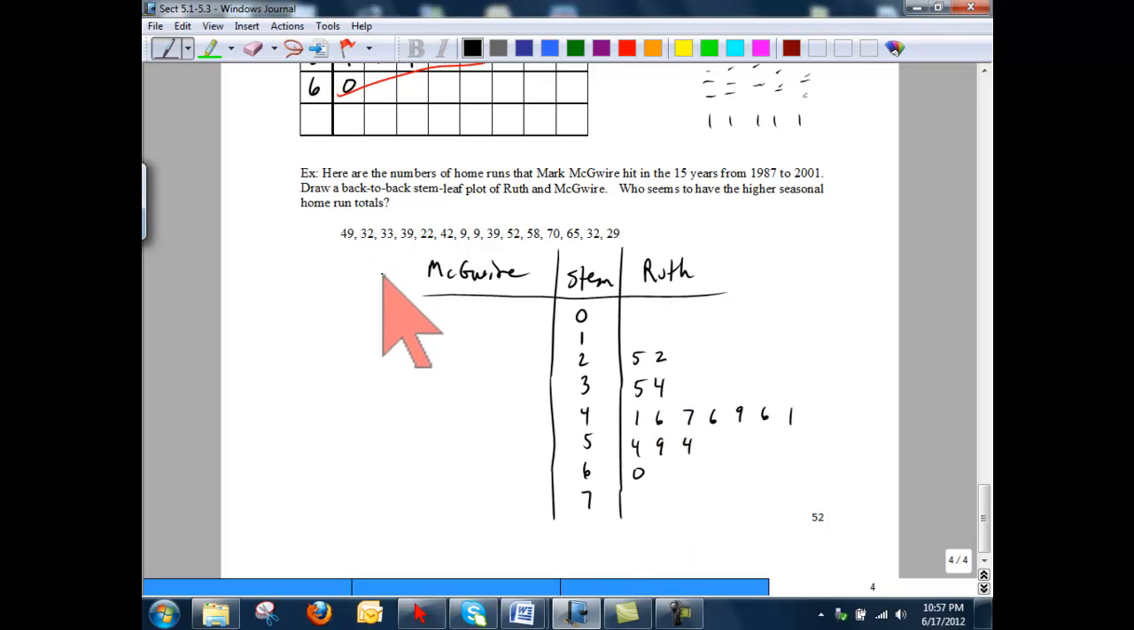For McGuire, there was a 49, so now I'll put the leaves going off to the left, a 32, a 33, a 39, a 22, a 42, a 9, a 9, 39, 52, 58, 70, 65, 32, and 29.